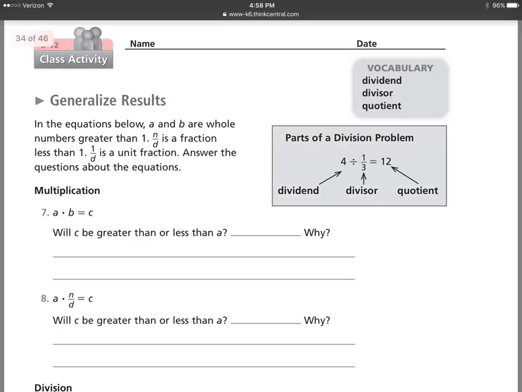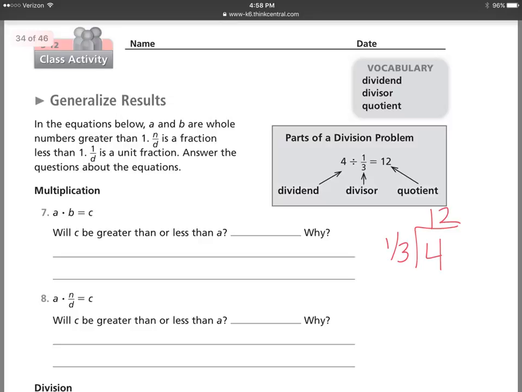Before you do that, please get acquainted with the proper labeling of our division problems. Typically, you'll see a division problem with a box. Here we have 4 divided by a third equals 12. You would typically write that like this. The answer is 12 on top.